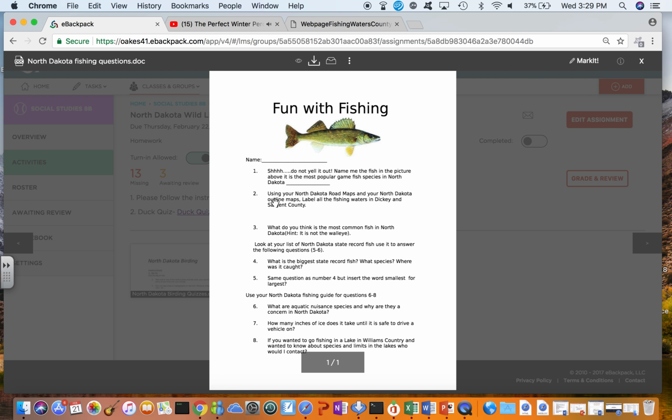The next one says, look at your list of North Dakota state record fish. Use it to answer the following questions. Number 5 and 6, it's actually 4 and 5. I don't know why it says 5 and 6. Excuse me. It is 4 and 5. Anyway, what is the biggest state record fish? What species and where was it caught?